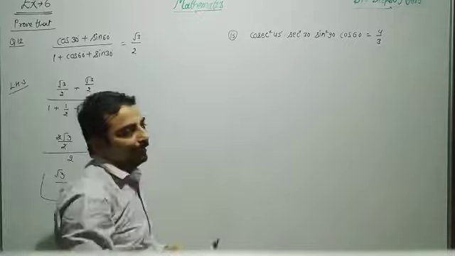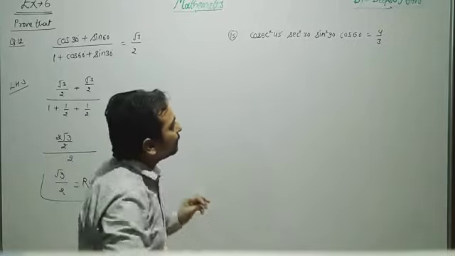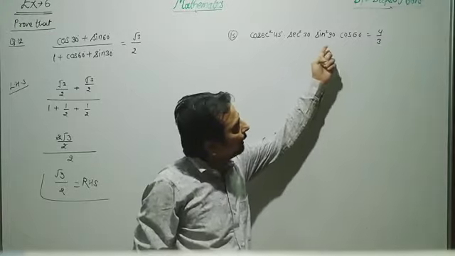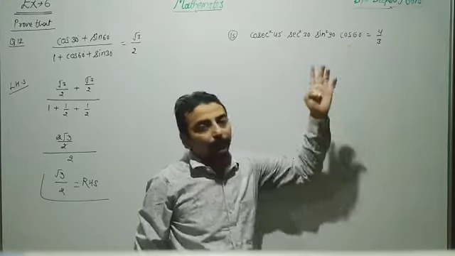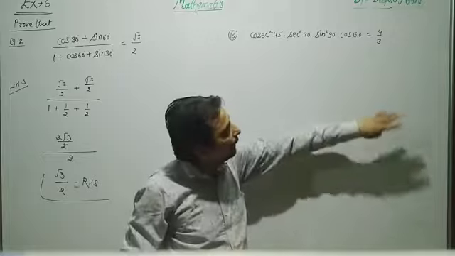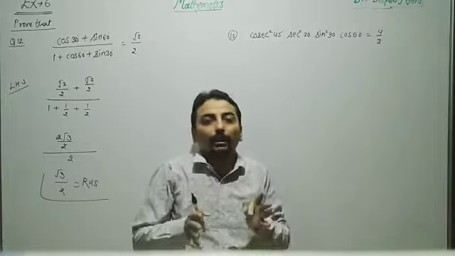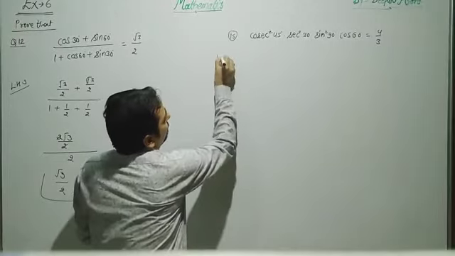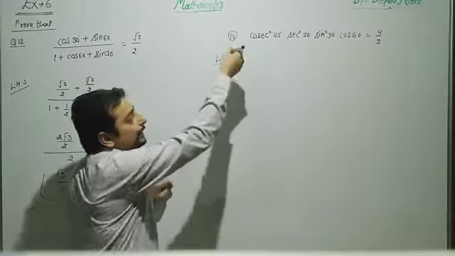Now see another question, question number 15: cosec square 45 times sec square 30 divided by sin square 90 plus cos 60 is equal to the value 4 by 3. Now we have to prove that the value is 4 by 3. Again, we take the LHS.